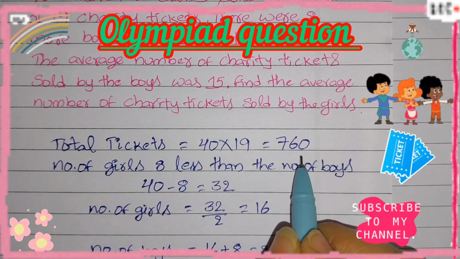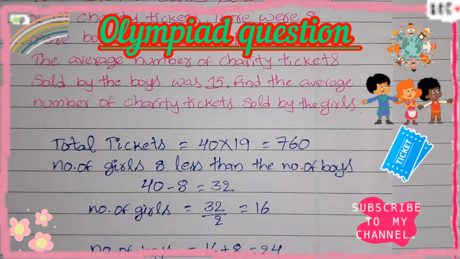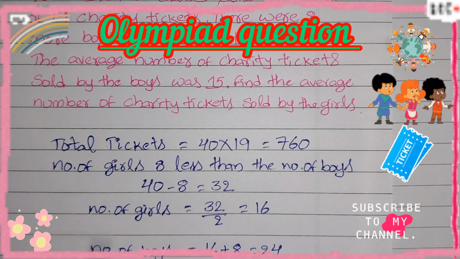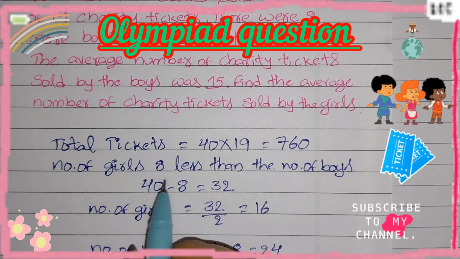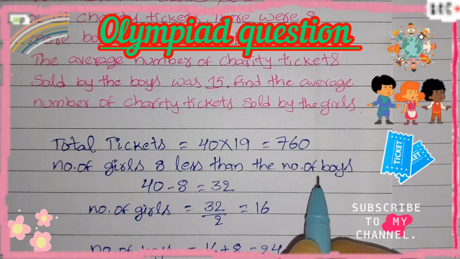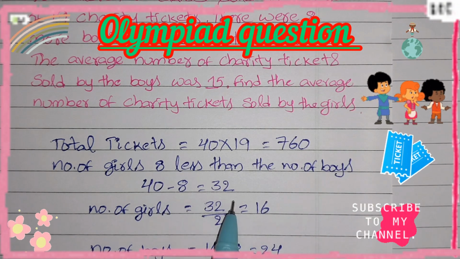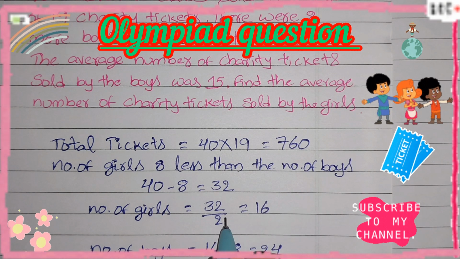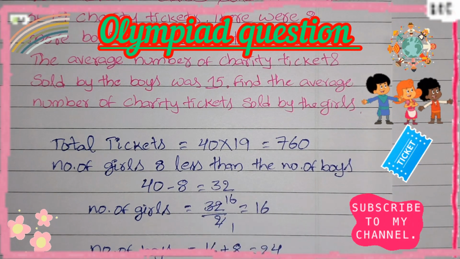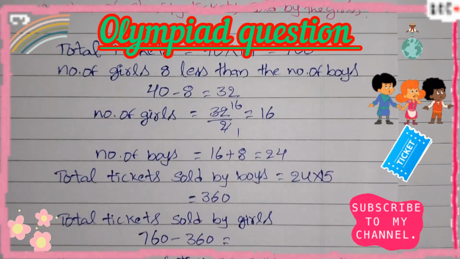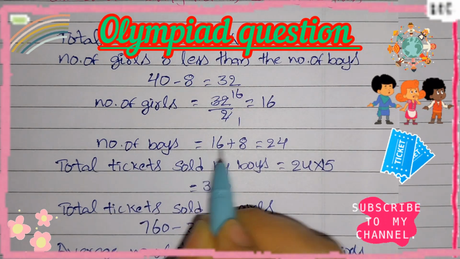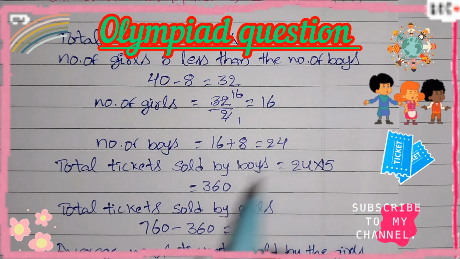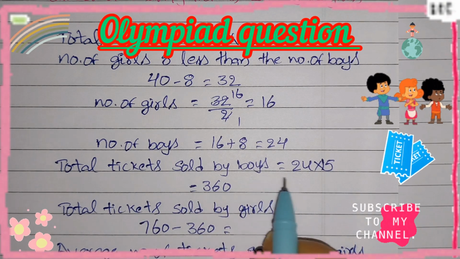Total tickets equals 40 multiplied by 19, which equals 760. The number of girls is 8 less than the number of boys, so we have to subtract from the total children. 40 minus 8 equals 32. Number of girls equals 32 divided by 2. 2 16s are 32. So the number of girls is 16. Number of boys is 16 plus 8, which equals 24.